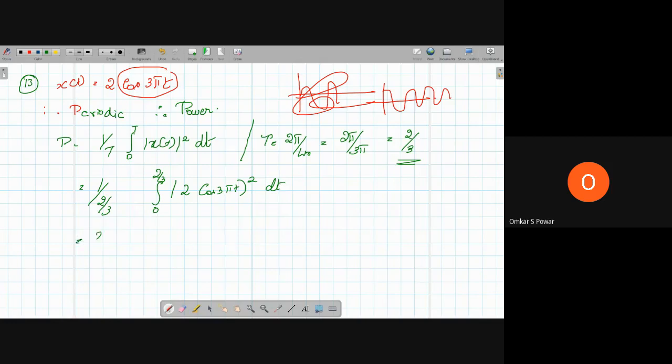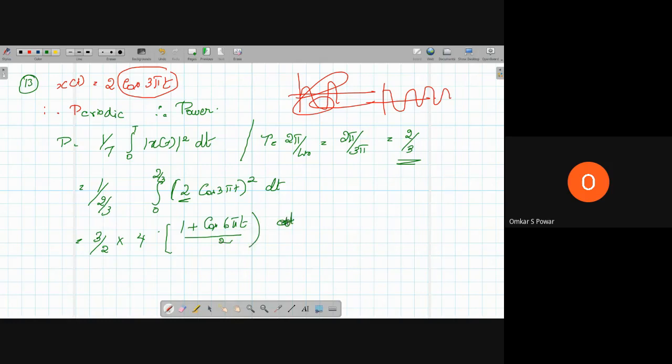So let us simplify this one. 3 by 2 into 4, because I will take 2 square outside. Then what is remaining? Integral of 0 to 2 by 3 cos square 3 pi t dt. So this will become cos square. How can you represent cos square theta? 1 plus cos 2 theta by 2.